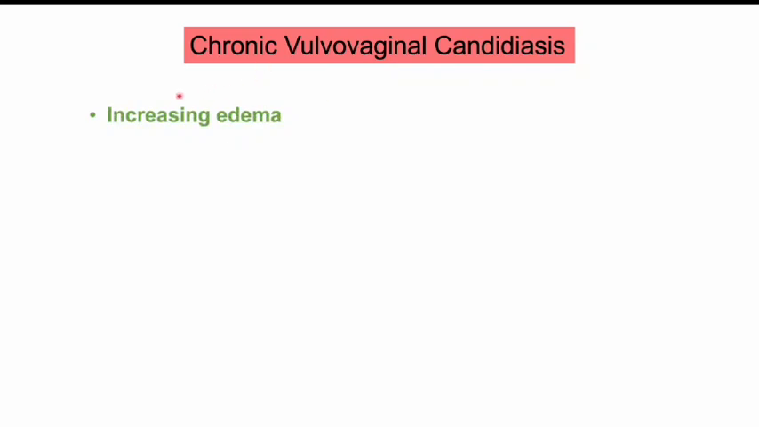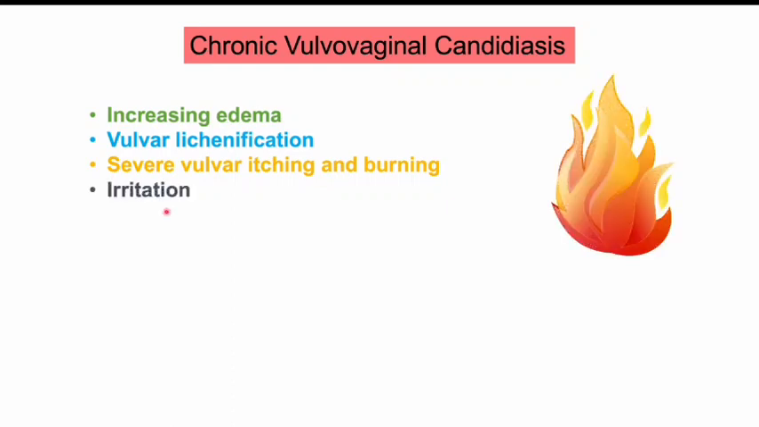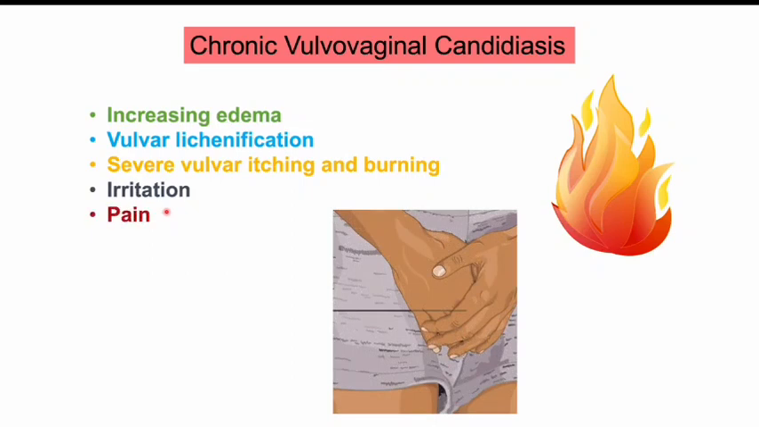So chronic vulvovaginal candidiasis is essentially going to be a worsened state of what we just talked about in the last slide. So we're going to see increasing edema, so even worse swelling than in the acute form. We can also see issues with vulvar lichenification. So this is where the vulva becomes thickened. We can also see issues with severe vulvar itching and burning. So the itching and burning becomes more and more severe in this condition. We can also see issues with irritation and pain as well.